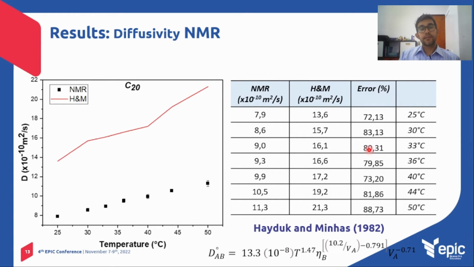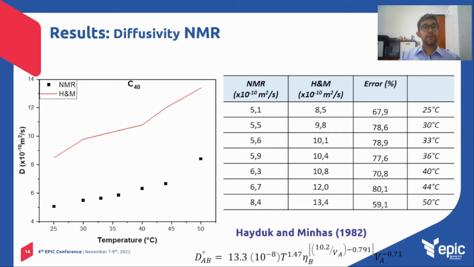And when we compare the experimental results with the correlation of Hydrochemia's, we can see that the error is high, beginning at something like 70% again, and can reach almost 90%, for example.